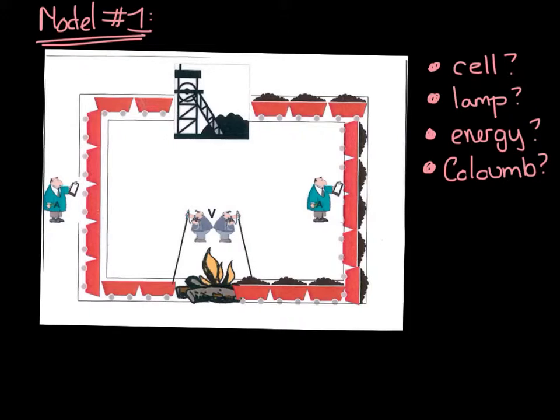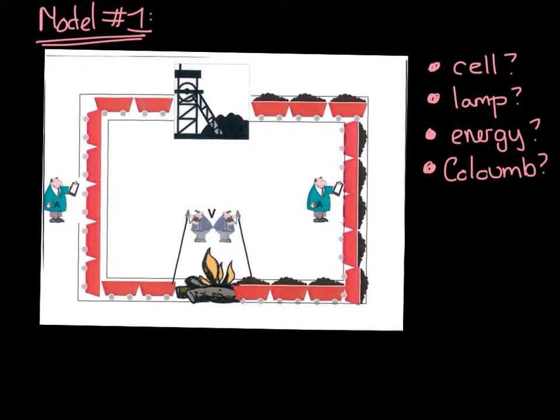So, in an electrical circuit, the most important thing to remember is that the circuit transfers energy from one place to another. This is a model of a circuit that contains a cell and a lamp. The energy is coming from the cell and is being transferred to the lamp.